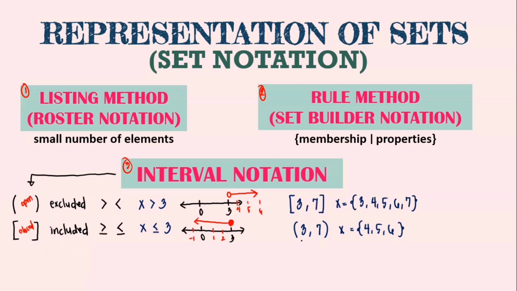Okay? Another example, if you have close bracket 3, 7 open parenthesis, [3, 7). Ibig sabihin, ang x naman natin dito ay starting kay 3, 4, 5, and 6. 7 is not included. Okay? And then another example, (3, 7]. Ang ibig sabihin naman yan, start ka kay 4, 5, 6, and 7. Okay? Ibig sabihin, 3 is not included, but 7 is included.